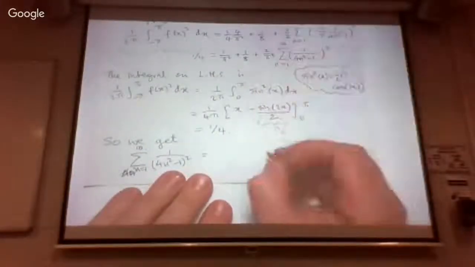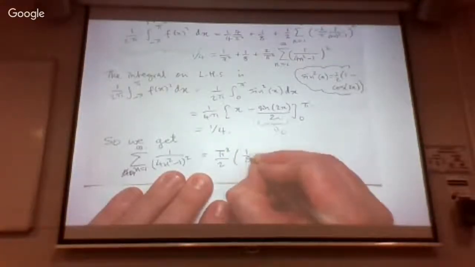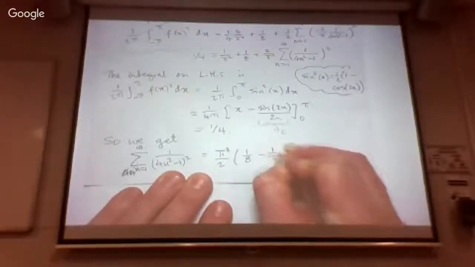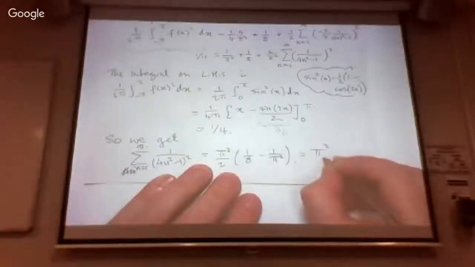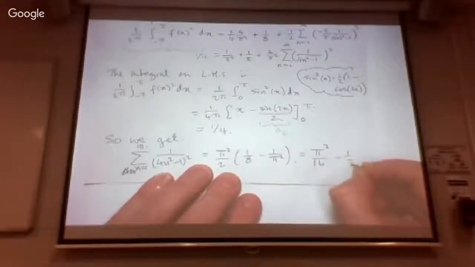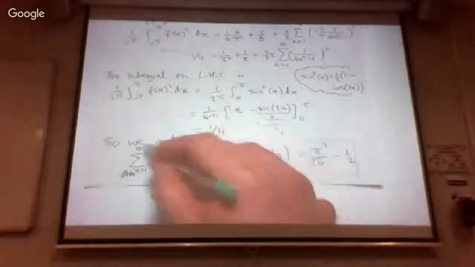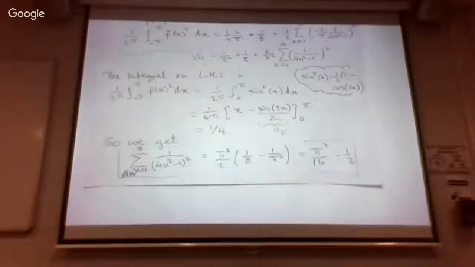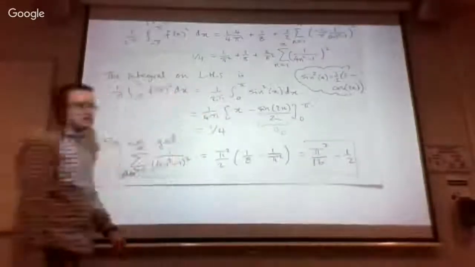And then you have to cross multiply by pi squared over 2. So you get pi squared over 2 multiplied by an 8th minus 1 over pi squared, I think. Which gives us pi squared over 16 minus a half. Again, this is another one of these really curious infinite series expansions for, well, not quite pi, but the square of pi.